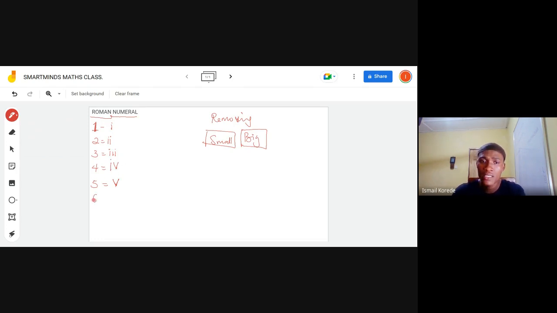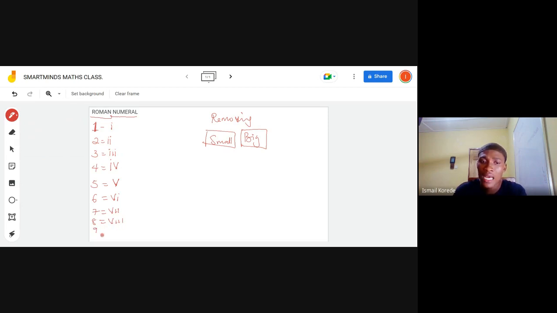So to write 6, we can do VI, to just place 1 beside. To write 7, we have VII. To write 8, we just put VIII. V is 5, the first I is 6, the second I is 7, the third I is 8. So V is 5, I is 6, I is 7, I is 8.